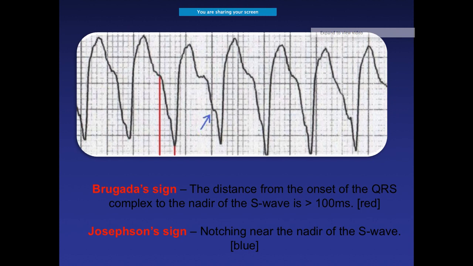Okay, I hope, do you all know about this sign? So what are these two signs which you are seeing on your screen? This is what is called the Brugada sign and the Josephson sign. So what is it? What are these two signs? The Brugada sign refers to when you take the distance from the onset of the QRS to the nadir of the S wave, which is shown in the red.